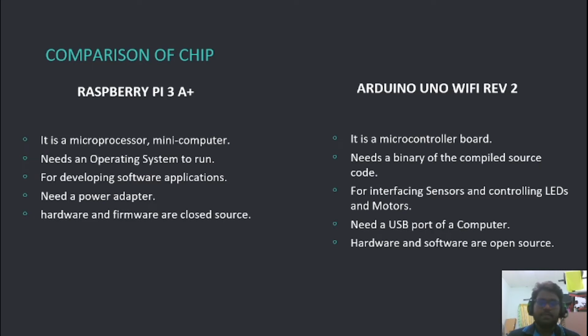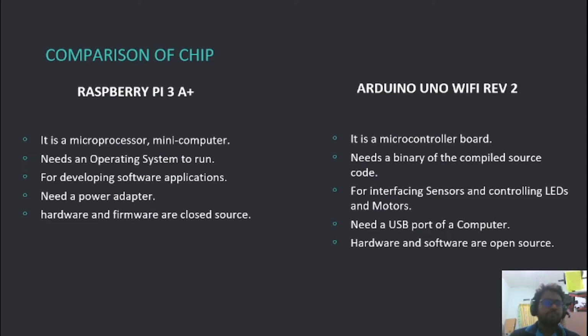So the Raspberry Pi is mainly used for developing software applications, and the Arduino is used for interfacing sensors and controlling LEDs and motors. The Raspberry Pi needs a power adapter, whereas the Arduino Uno doesn't need a power adapter. It needs only a USB port of a computer.